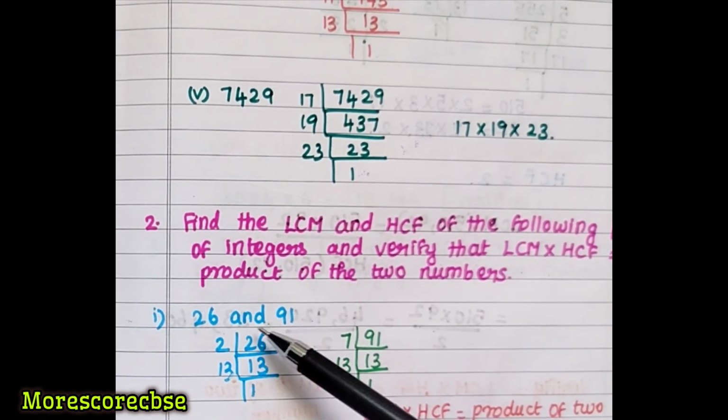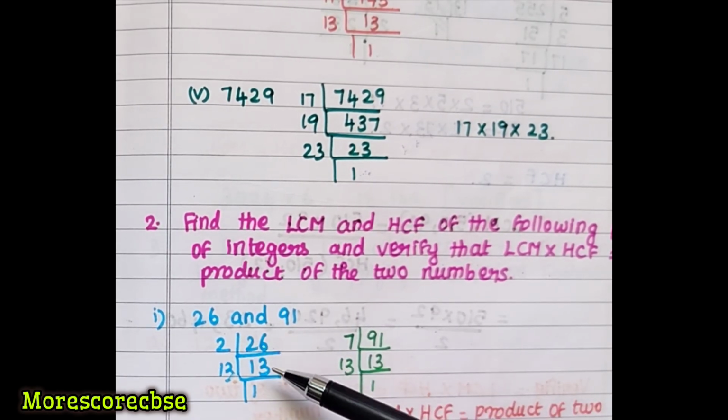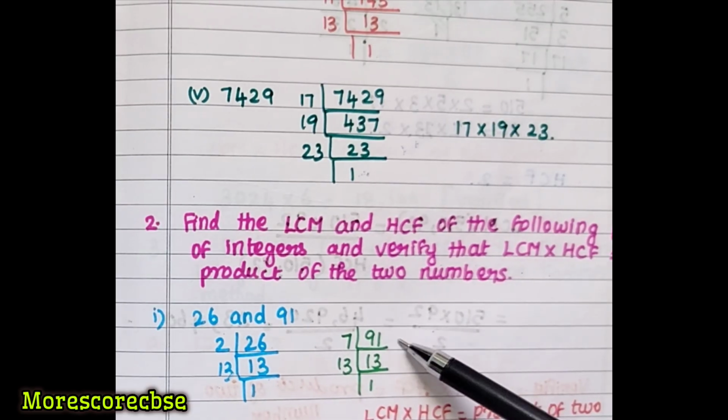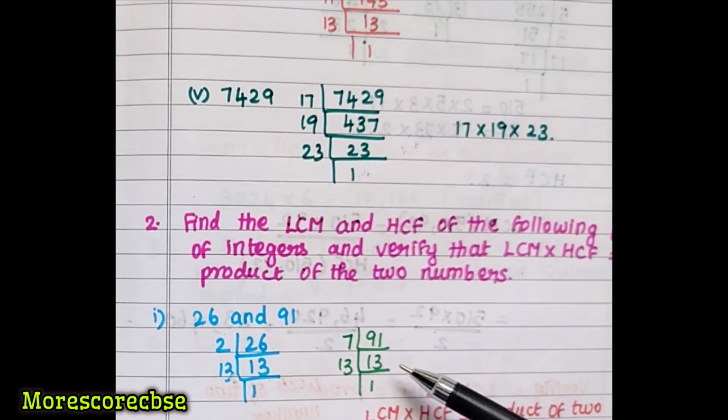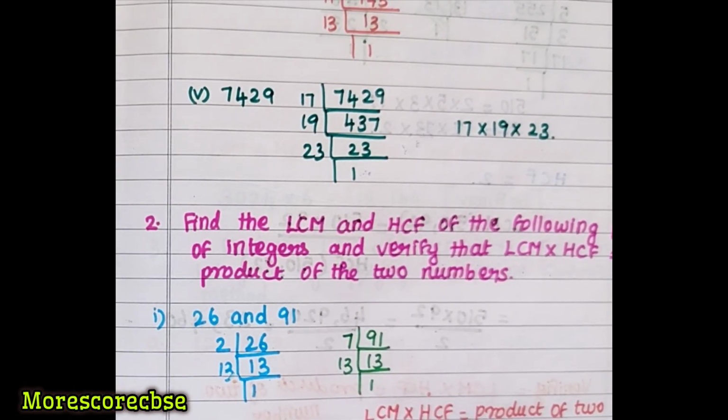So for 26, the prime factorization is 26 divided by 2 it is 13, 13 divided by 13 it is 1, and for 91 it is divided by 7 it is 13, 13 divided by 13 it is 1. So here the highest common factor for 26 and 91 will be 13. So this is the common term.